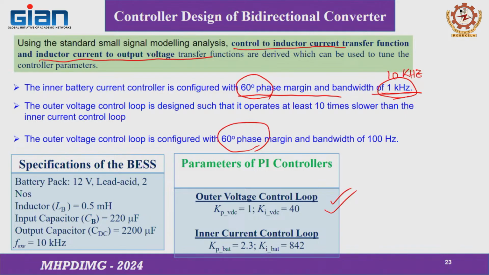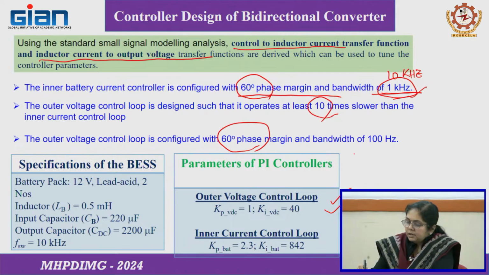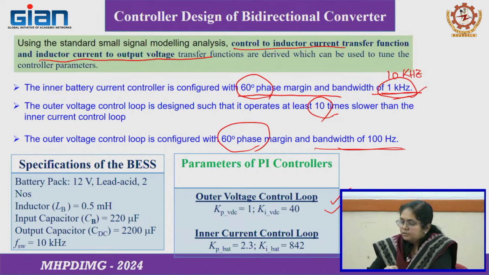For the outer voltage loop, the bandwidth is almost 1/10 slower. So the bandwidth of the voltage control loop is fixed to 1 kilohertz by 10, so it is 100 hertz.